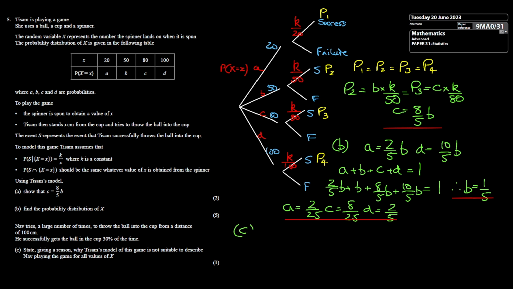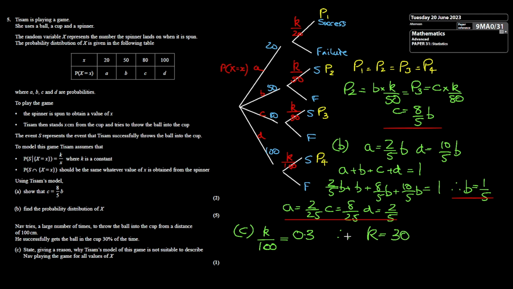So part C. We've now got Nav trying the game, and he's successful 30% of the time. So this is a probability of 0.3. So if we use Tissam's model, which predicts a probability of k over x, then x being 100, k over 100 must be equal to the probability that Nav gets, which is 0.3. So therefore, using Tissam's model with Nav's results, we get a value of k being equal to 30.